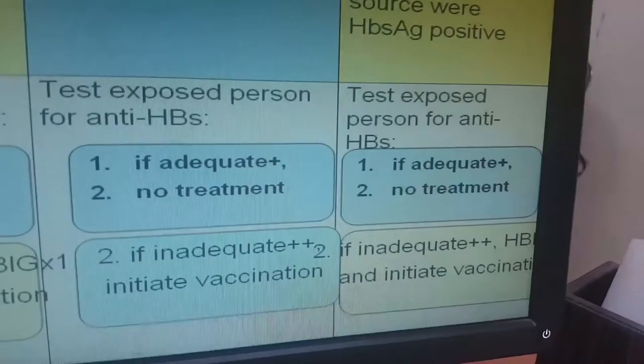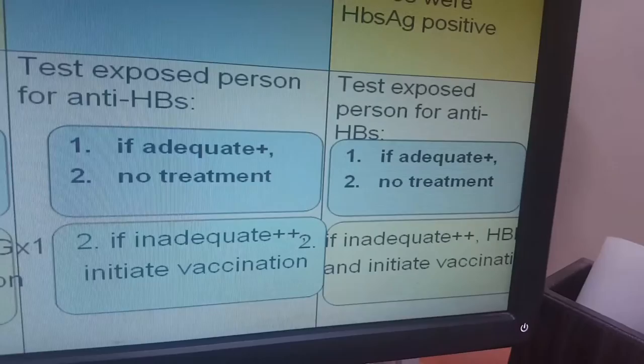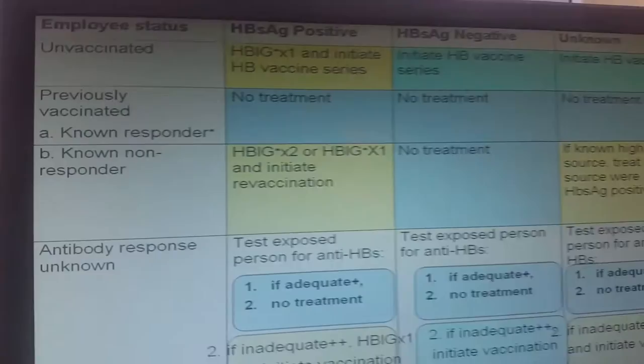For the employee, if adequate, no treatment. If inadequate, I will take immunoglobulin and I will initiate vaccine. So this is your status, what you will do.